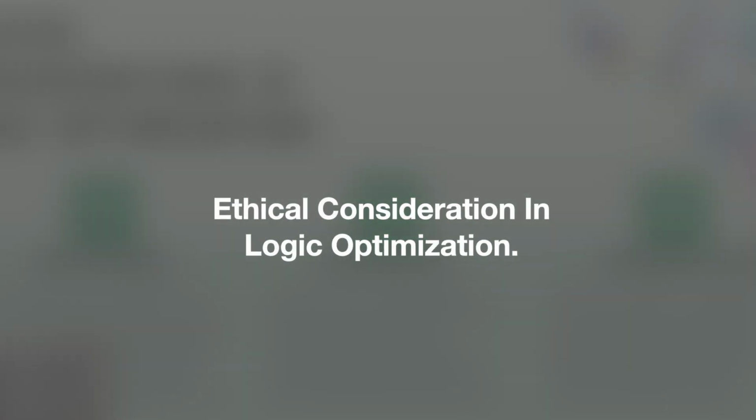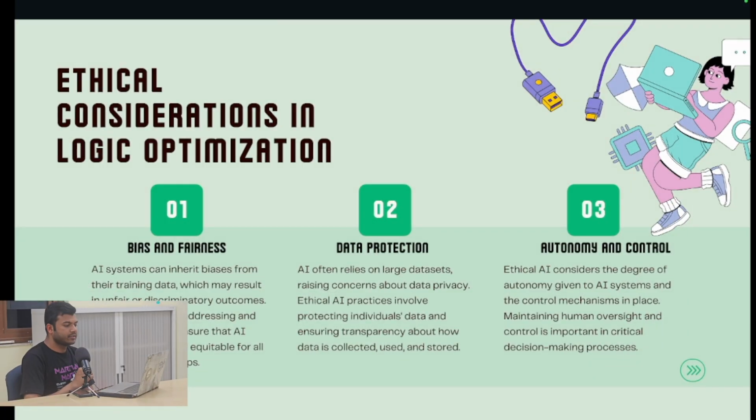And in the ethical considerations in logic optimization, there are three very important points. First is bias and fairness. AI systems can inherit bias from their training data, which may result in unfair or discriminatory outcomes. Ethical AI requires addressing and mitigating bias to ensure that AI systems are fair and equitable for all individuals and groups.